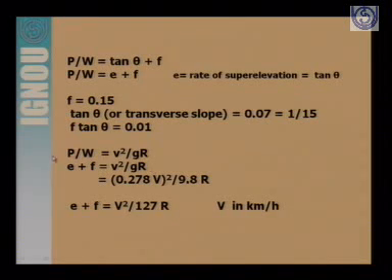So in such condition, if we see this equation, E plus F equal to small v square upon GR in terms of the speed of kilometer per hour, then in that condition this E plus F becomes V square upon 127 R. So this becomes the governing equation, where we have provided the elevation, super elevation.